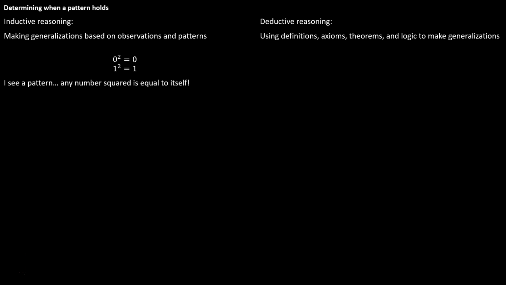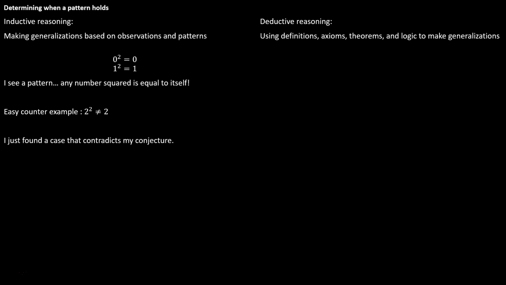However, we're all pretty aware that that's not true. And to prove that conjecture wrong, we just need to find a counterexample. 2, for example. If I square 2, that's equal to 4. It's no longer equal to itself. This is a counterexample that ruins the conjecture.